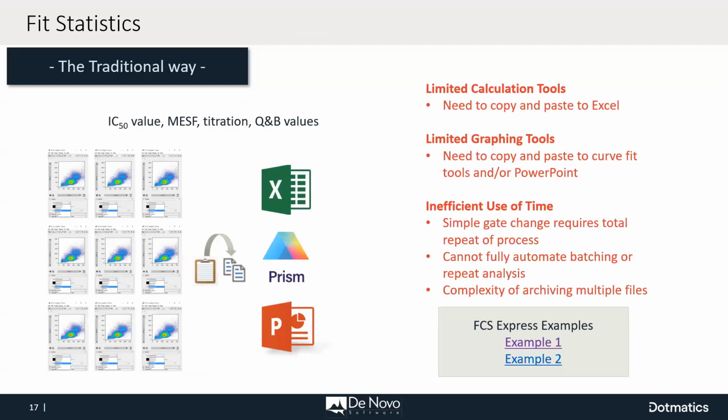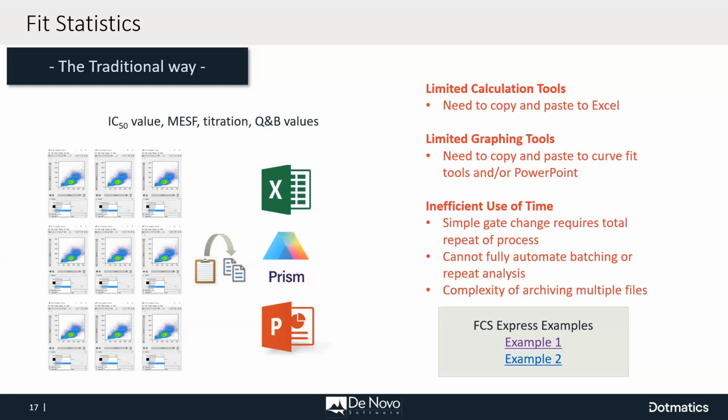And another really great example, there's a lot of people out there who are working with IC50s, they're working with titrations, QMB calibrations, and they're doing fit statistics. And if you're doing that in other software, you have limited or no calculation tools, right? You have to copy and paste to Excel, you have to go out to Prism.